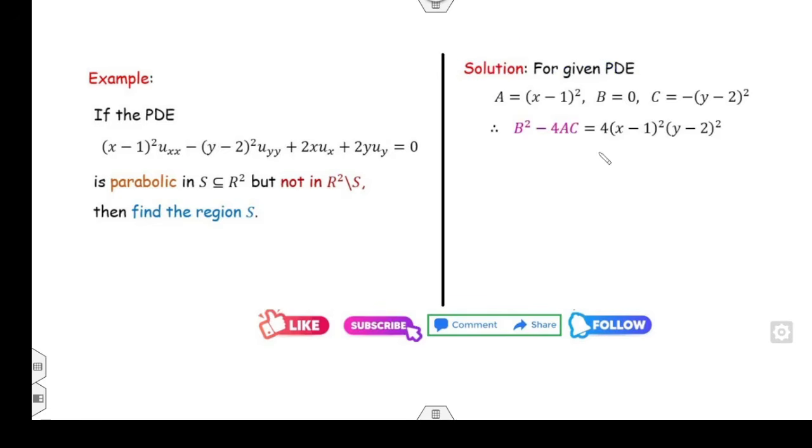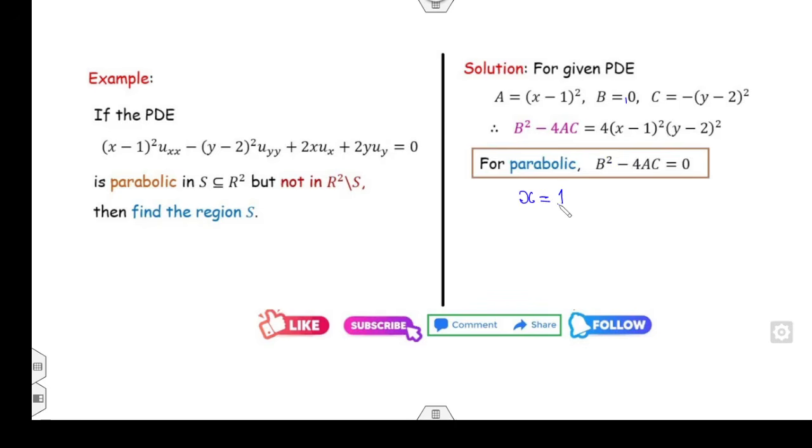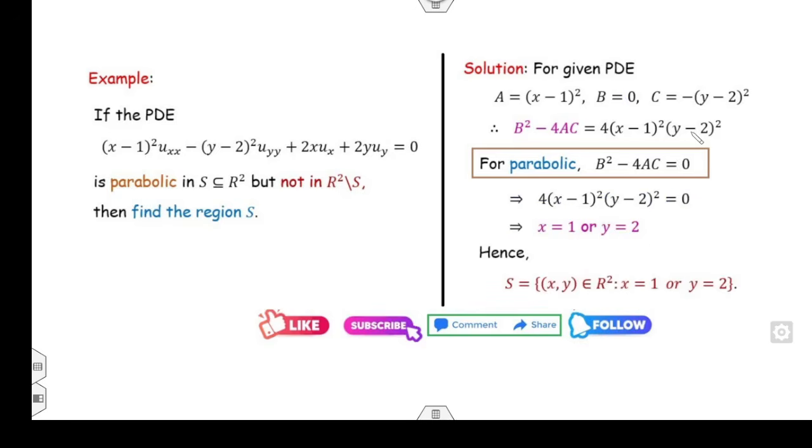Clear? Now when will it be parabolic? For parabolic, what should you have? b square minus 4ac must be 0. So when it is 0, either x will be 1 or y will be 2. If either of the two conditions holds, then S is the collection of all those elements of x and y such that either x is equal to 1 or y is equal to 2. So in this case S is parabolic, and otherwise it will never be 0. That is not parabolic.